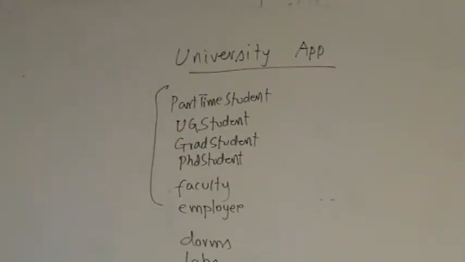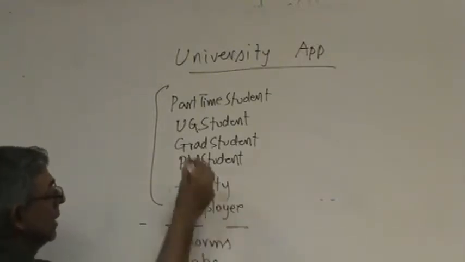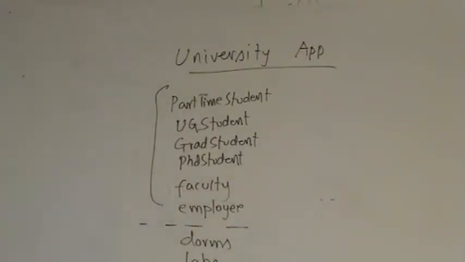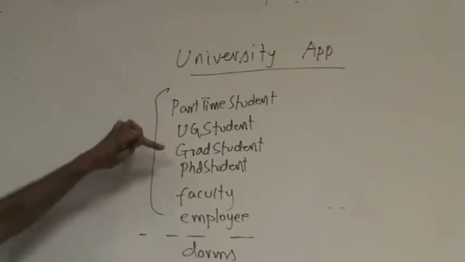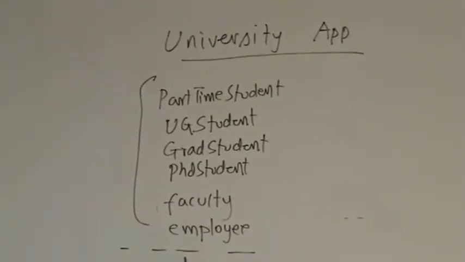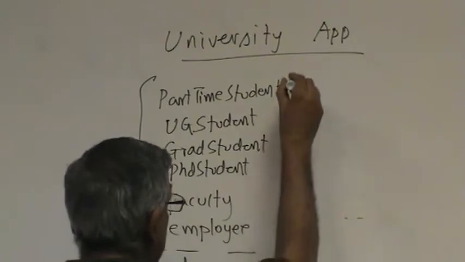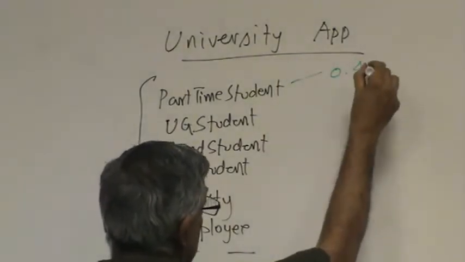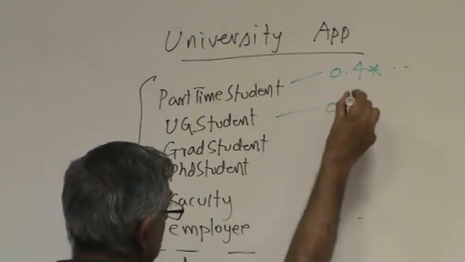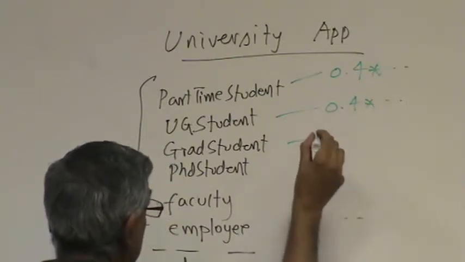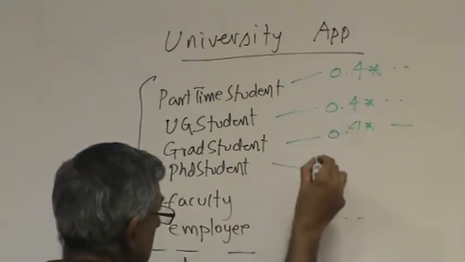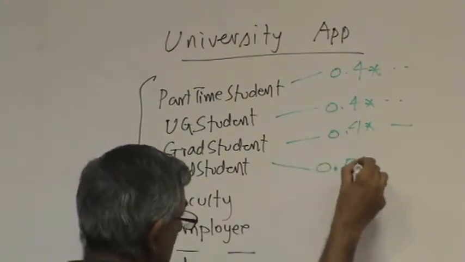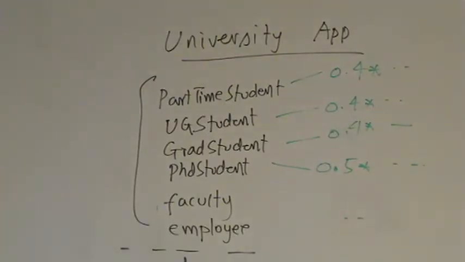So as I mentioned, if these are the real entities that you wanted to create in your application, you'll start creating classes for these, right? So you'll create a class for part-time student, undergraduate student, grad student. Okay, for right now, let me assume this uses 0.4 times the formula for computing grade, 0.4 times, let's say 0.5 times for a PhD student.